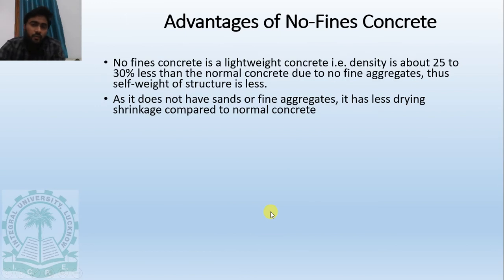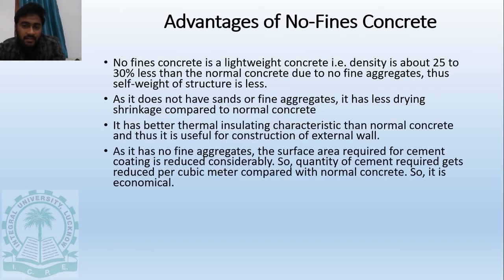So, advantages of no fines concrete. Obviously we don't have fine aggregate, so the weight is light, about 25 to 30% less than normal concrete. The second advantage is that as it does not have any sand, it has less drying shrinkage, when compared to normal concrete. Shrinkage mainly happens due to the presence of fine aggregates. The third is that it has thermal insulating properties, and the fourth is that the surface area required for cement coating is reduced, so the cement required is less per cubic meter.